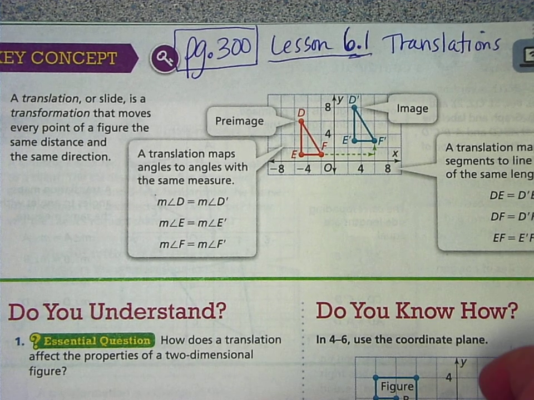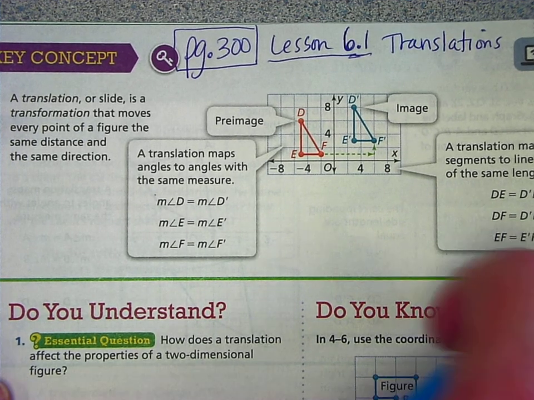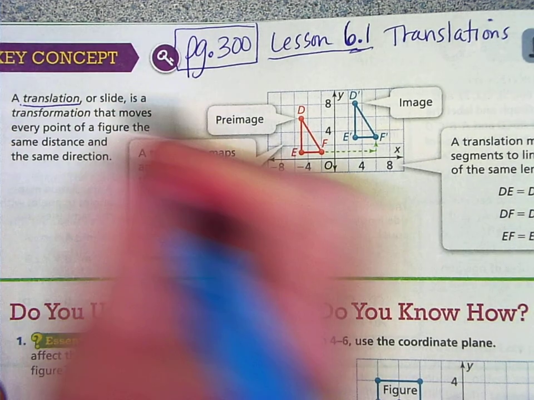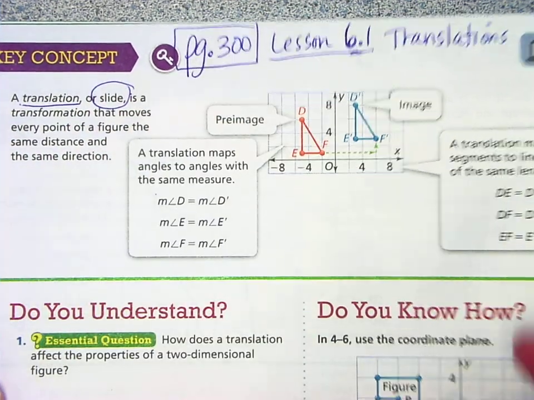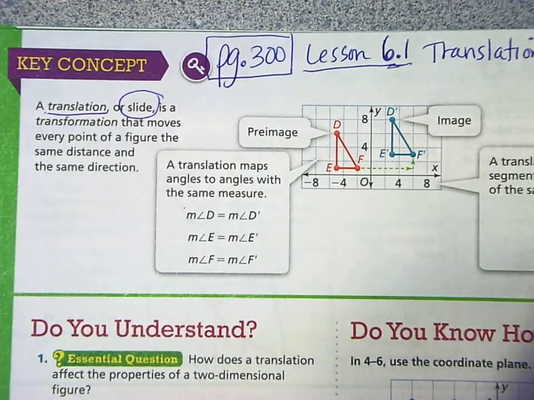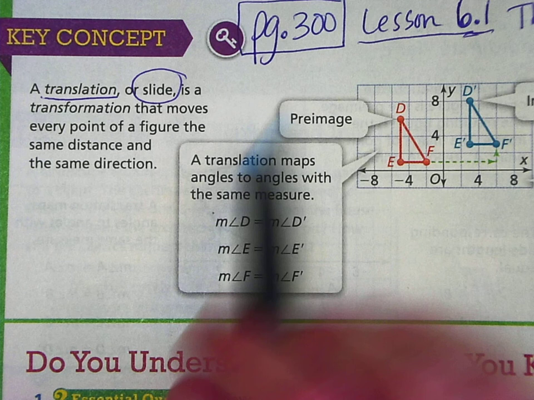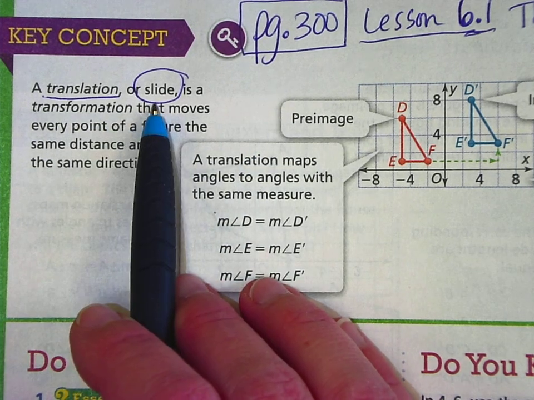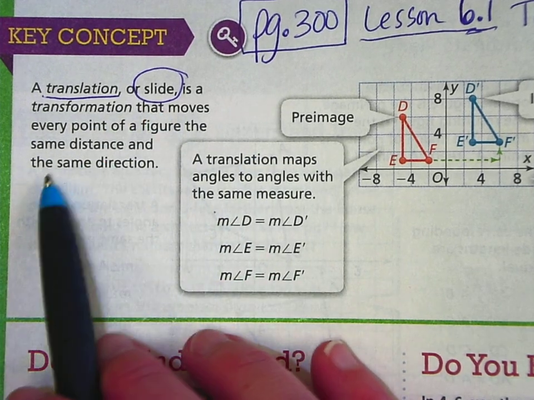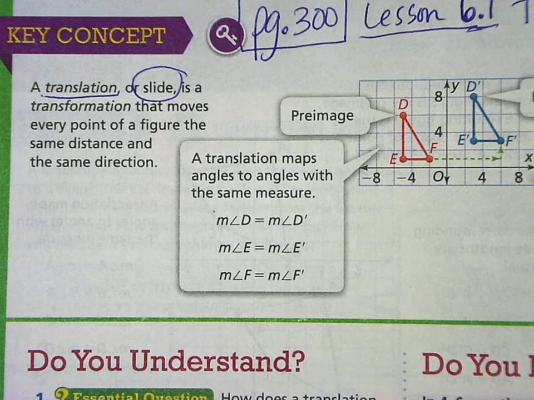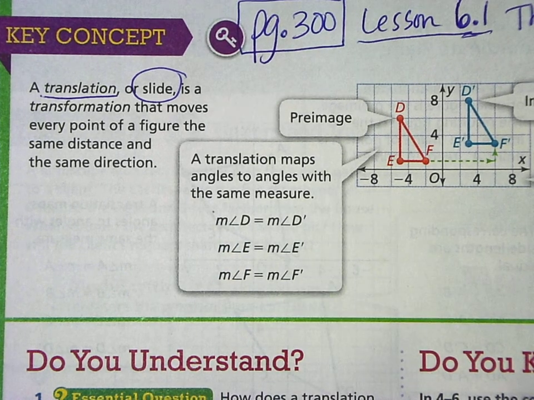We are on page 300 and we are going to look at our first transformation called a translation. So we're starting this unit on transformations. The first one we're going to take a look at is called a translation. A translation is like a slide. It's when you take each point in a figure and you translate it or slide it the same distance and in the same direction. Every single point in the figure you slide the same distance in the same direction.